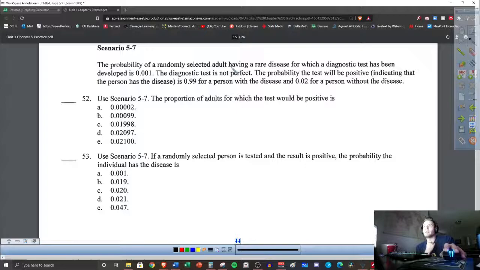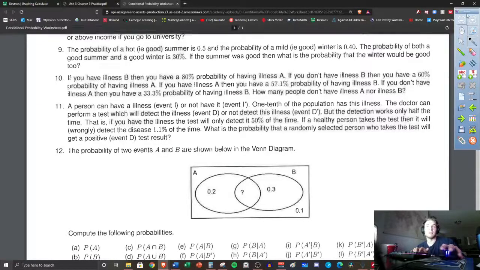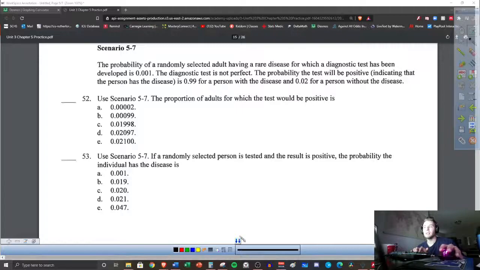It says the probability of a randomly selected adult having a rare disease for which a diagnostic test has been developed is 0.001. The diagnostic test is not perfect. The probability the test will be positive, indicating the person has the disease, is 0.99 for a person with the disease and 0.02 for a person without the disease, okay? So this is going to be a sequence of events. You have the disease and you go get a test and it gets a result. Whenever you see anything about diseases, it's going to be super helpful to use a tree diagram. So on number 11 on this conditional sheet, I would recommend using a tree diagram, okay? So that's what I'm going to start.